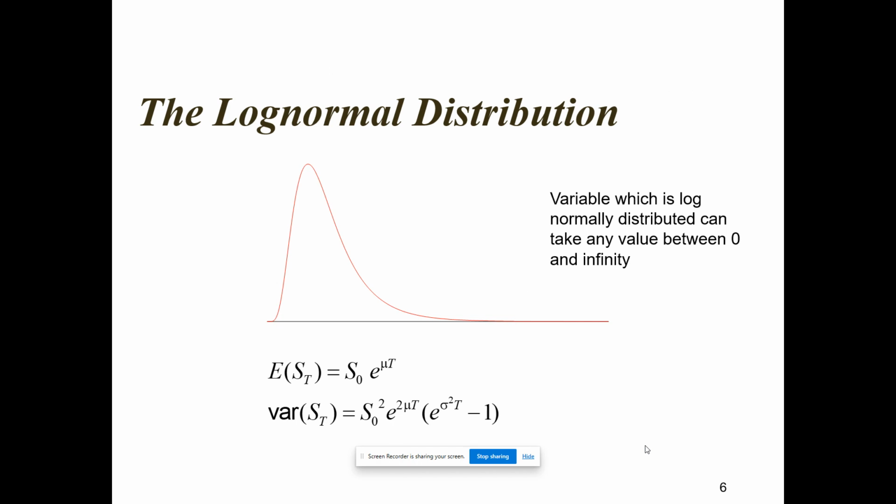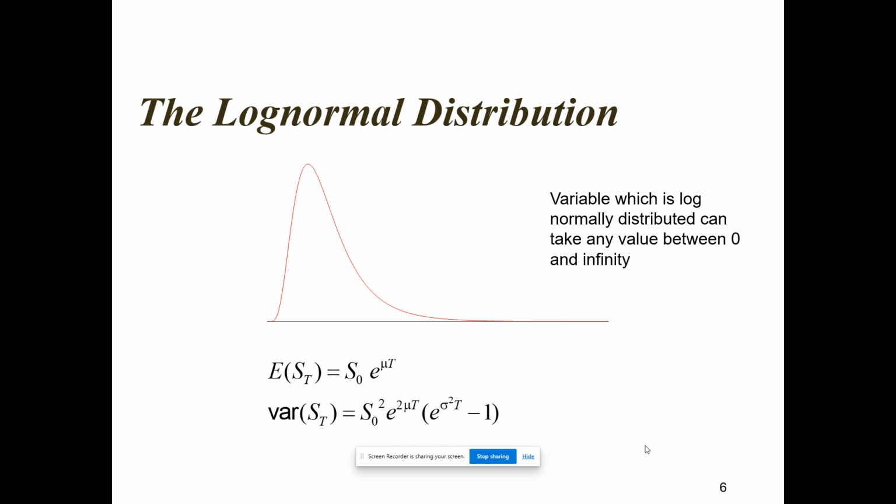Now, what is the log normal distribution? A log normal distribution tends to be skewed to the right. It can have only positive values, which can range from 0 to plus infinity. And the expected value of the price, E of ST, is given by S0 times e raised to the power of mu t. Remember, the value of e is 2.718.